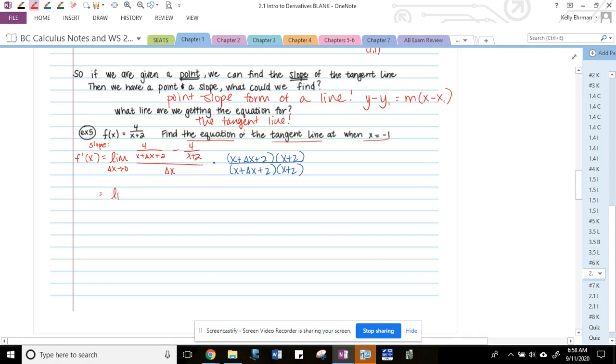Next line, don't forget limit notation. Limit as delta x approaches 0. So this top fraction would become 4 times x plus 2. The second fraction would become minus 4 times x plus delta x plus 2, all over delta x times x plus delta x plus 2 times x plus 2.